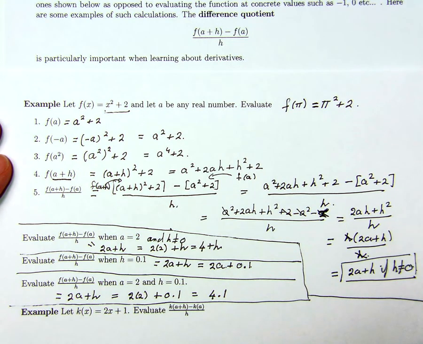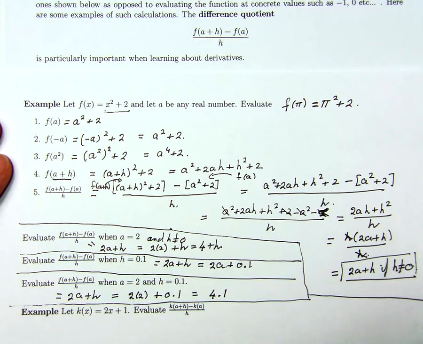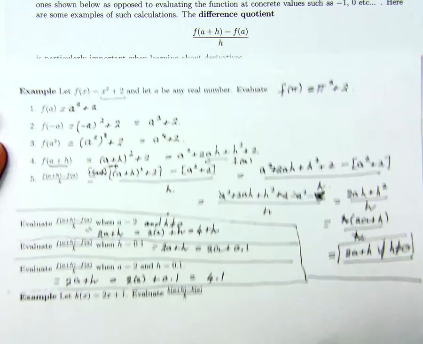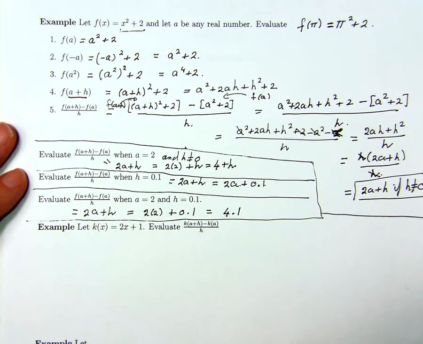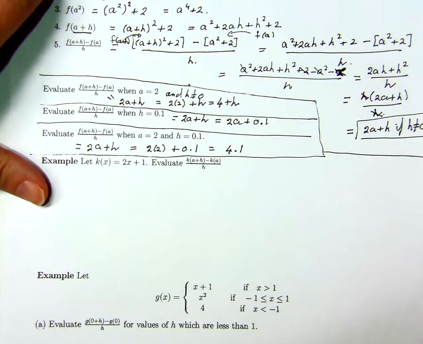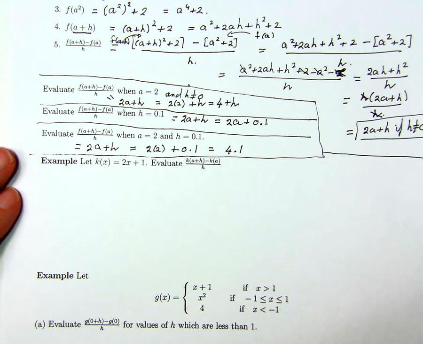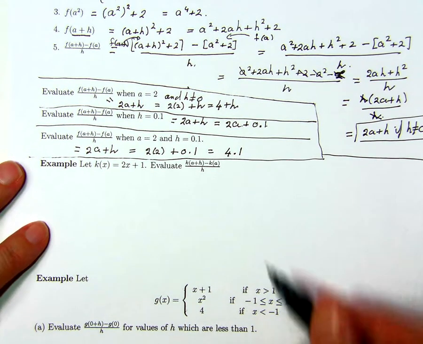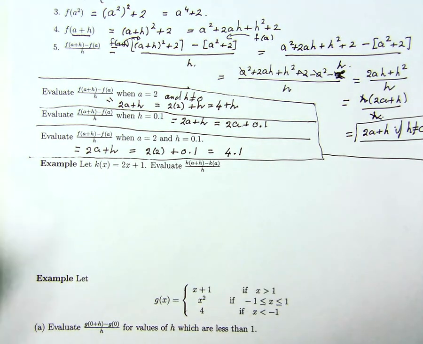It gives me a particular number whenever I plug in a particular value for a and a particular value for h. Let's try calculating the difference quotient for this function, and of course you should try to answer these questions and then look at the videos which give you the solutions later. Actually, we'll put this on the next video.